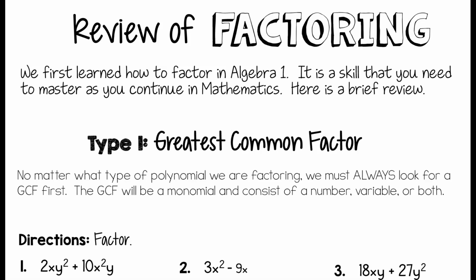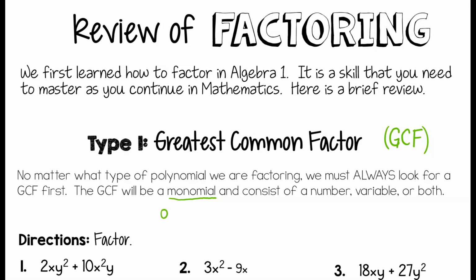No matter how many terms the polynomial has, you want to make sure you're always looking for a greatest common factor first. The acronym that we use, or the abbreviation for this, is GCF. So you may have heard it before, but what it stands for is greatest common factor. Now, the greatest common factor will be a monomial.